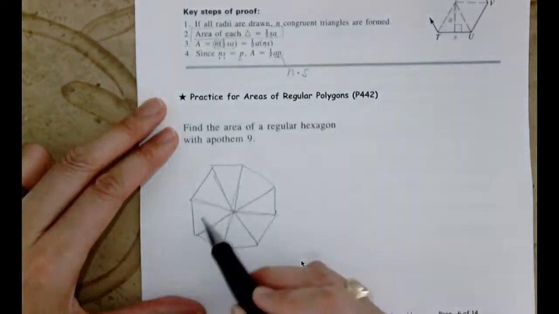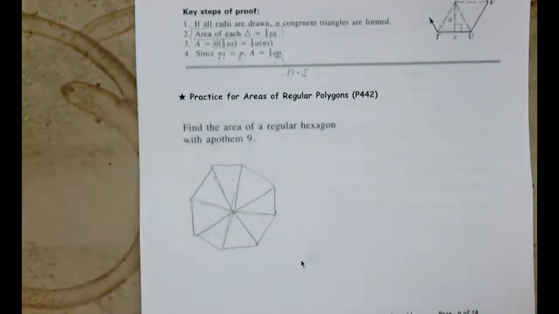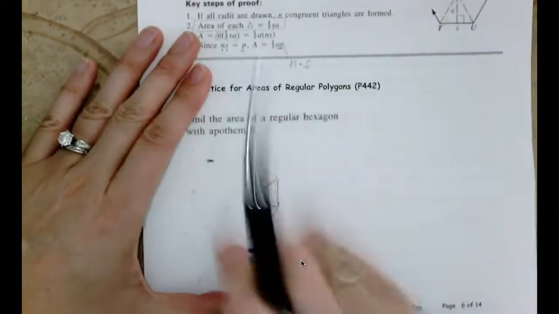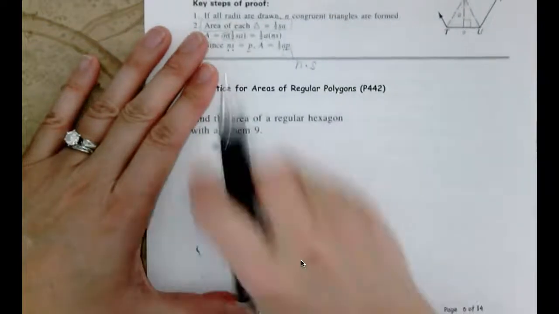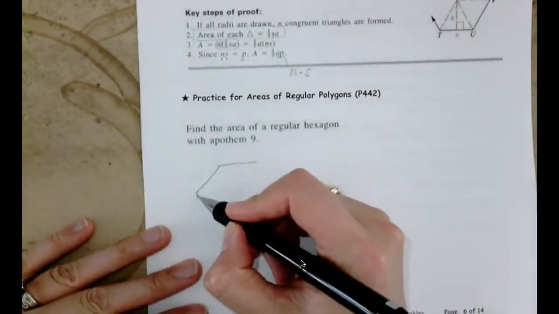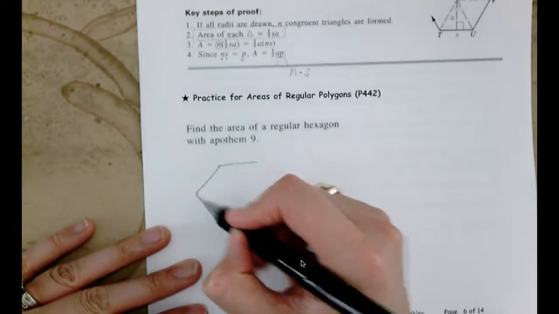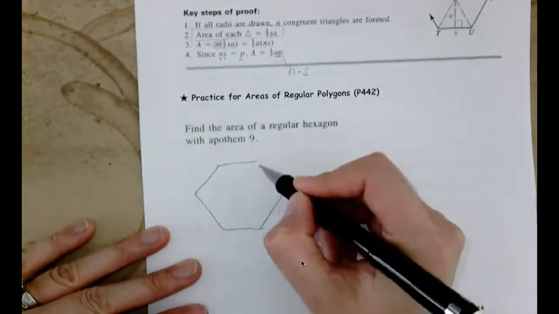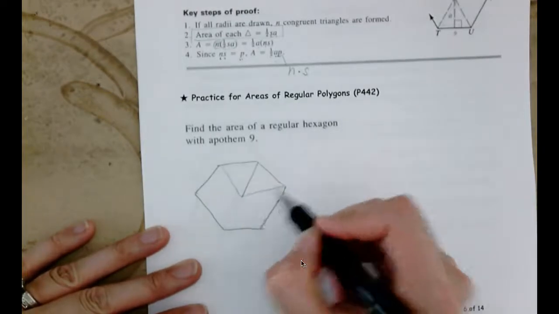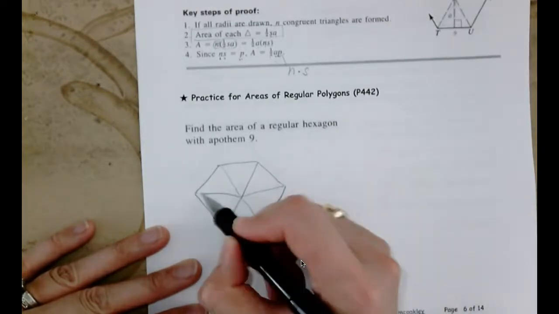Anyway, 1, 2, 3, 4, 5, 6, 7. Oh, I drew an octagon. That's why it's not a straight line. Hold on, let's do it again. Okay. 1, 2, 3, 4, 5, 6. That's why. All right, here we go.